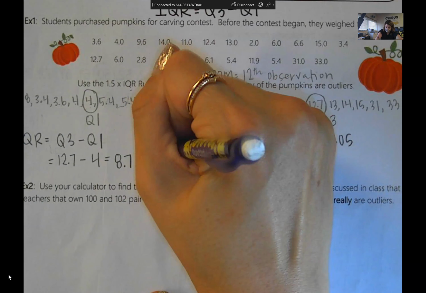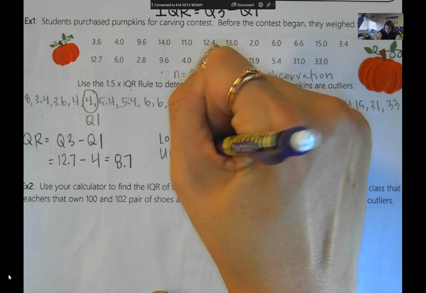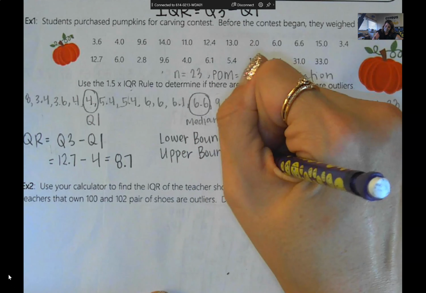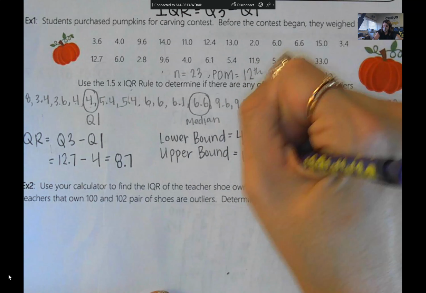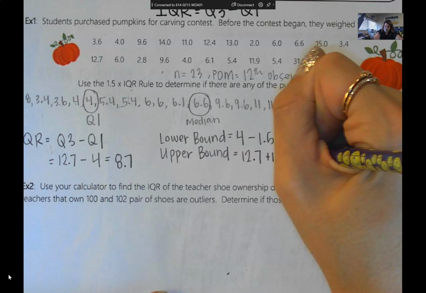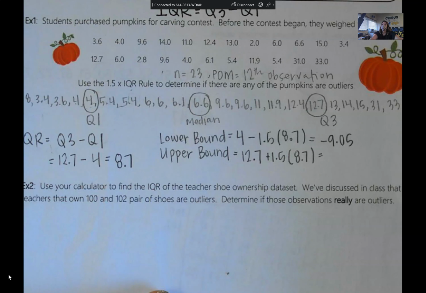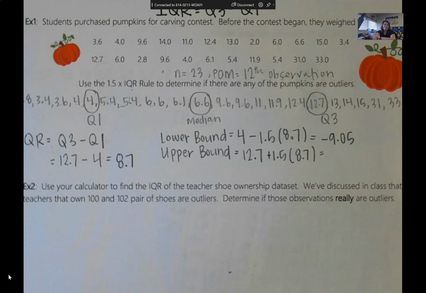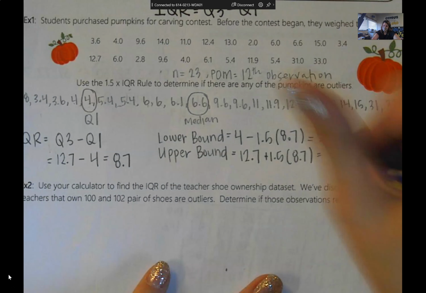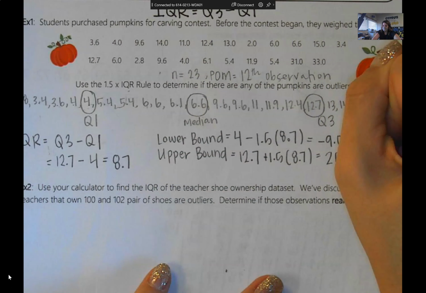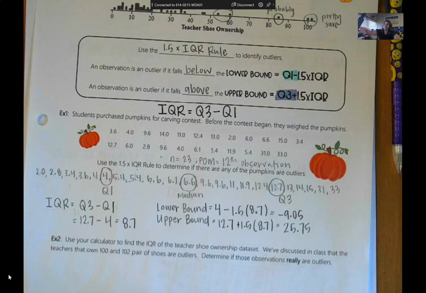So now we're going to do the other end, the upper bound. This time we take Q3, 12.7, and we add 1.5 times IQR. What'd you get? 25.75.